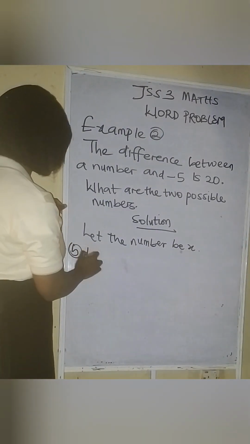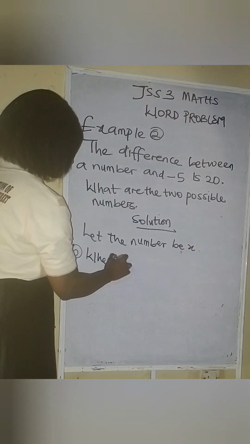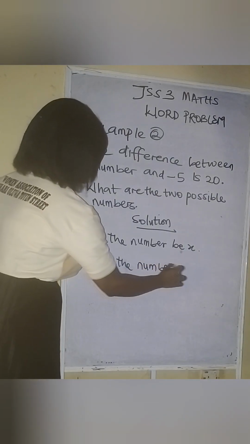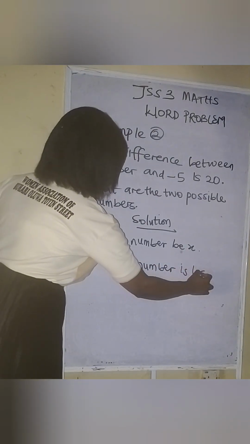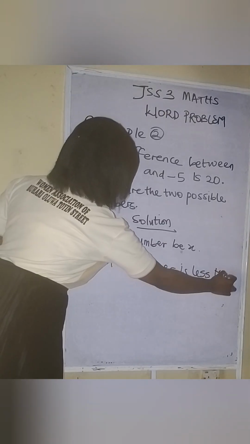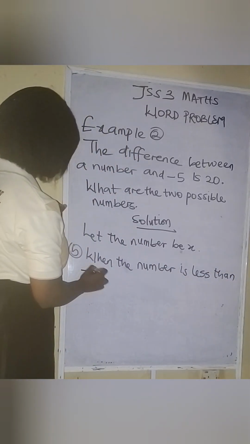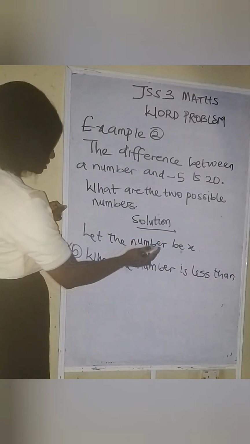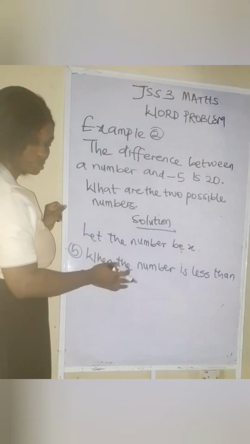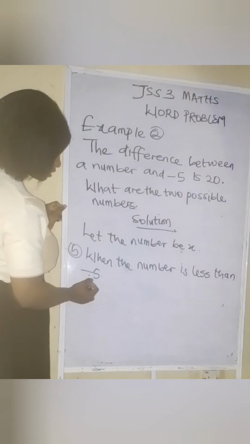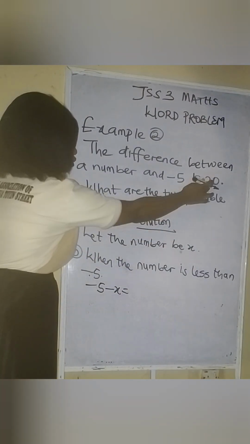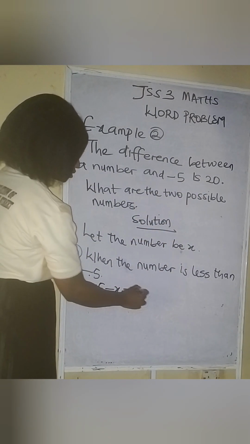So when the number is less than minus 5, you know the unknown number is less than minus 5. So that minus 5 will come first, and the number will come second. That will be minus 5 minus x equals 20, where equals means the result.